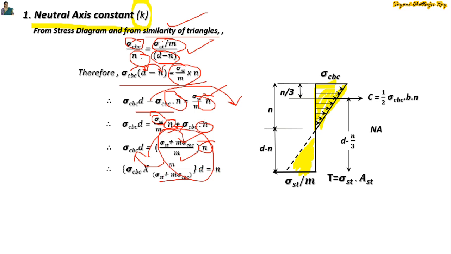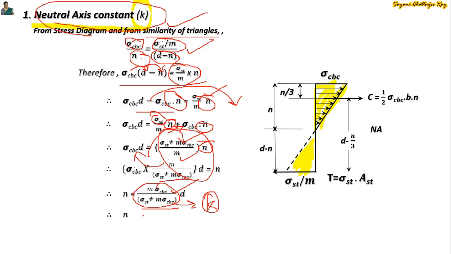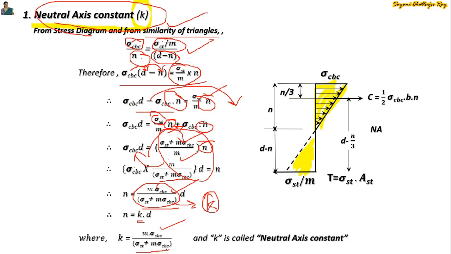n. So our next step will be m into sigma cbc divided by sigma st plus m sigma cbc into d equals to n. So n equals to m sigma cbc divided by sigma st plus m sigma cbc into d. So this whole term we will take it as small k. And this small k is nothing but it is known as the neutral axis constant. So we will write n equals to k into d. And what is k? K is equals to m sigma cbc divided by sigma st plus m sigma cbc.